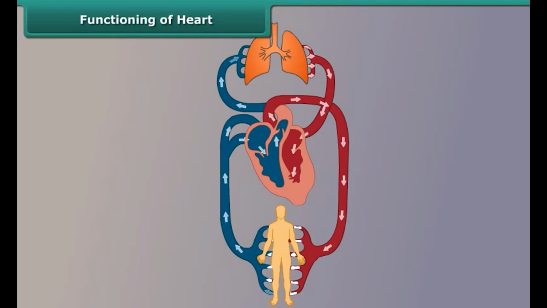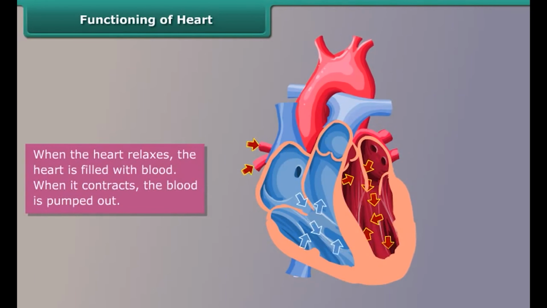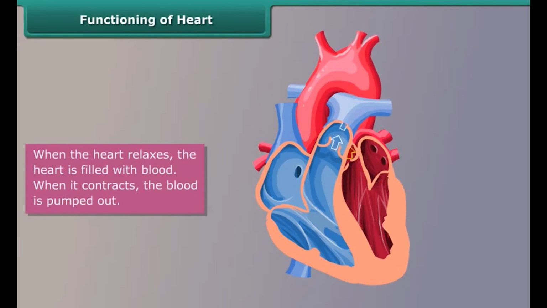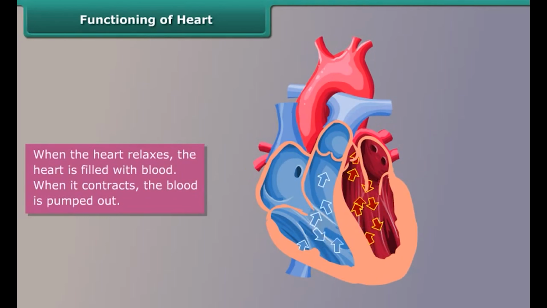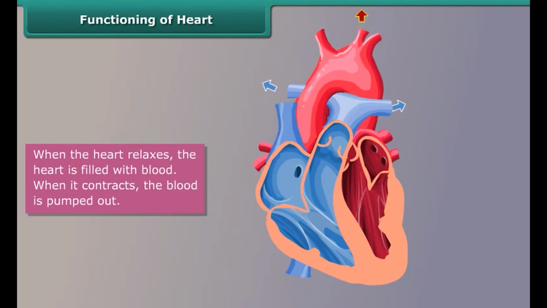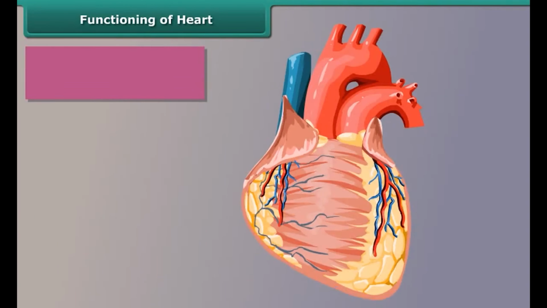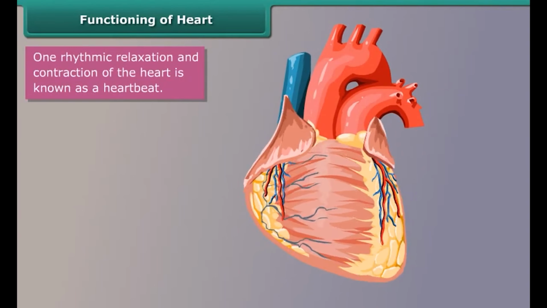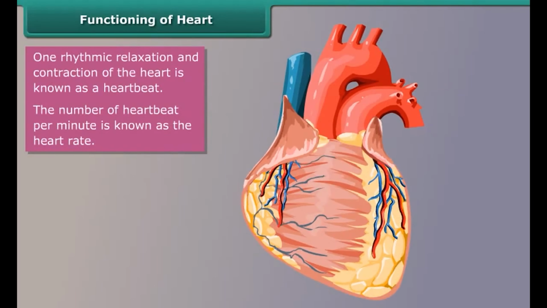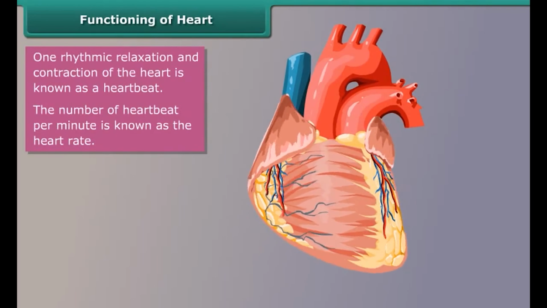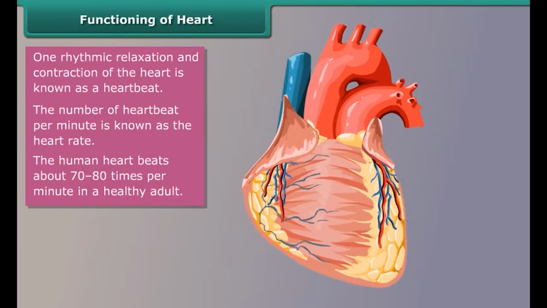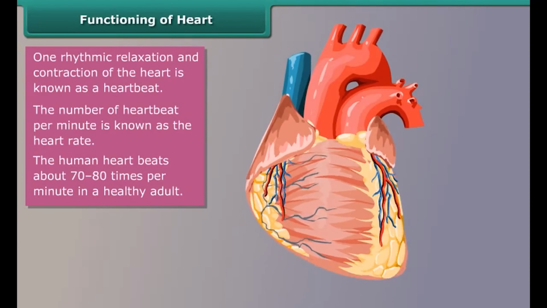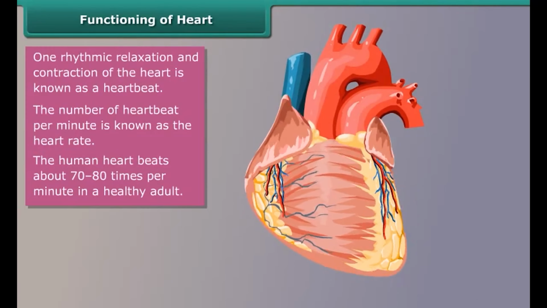The heart pumps blood through a rhythmic pattern of relaxation and contraction. When the heart relaxes, the heart is filled with blood. When it contracts, the blood is pumped out of the heart. One rhythmic relaxation and contraction of the heart is known as a heartbeat. The number of heartbeats per minute is known as the heart rate. The human heart beats about 70 to 80 times per minute in a healthy adult.